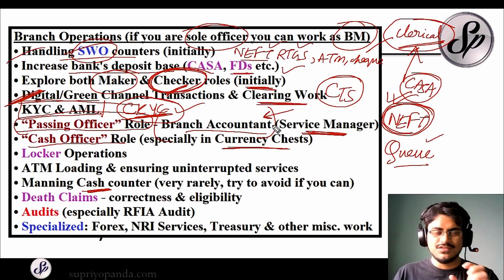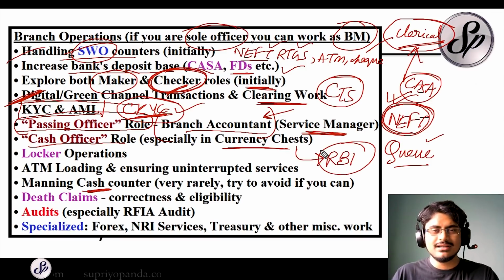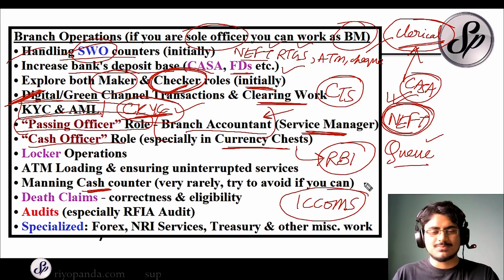So the cash officer is basically managing all the cash-related activities in the branch, and in the currency chests, the cash officer role is significant, because you also have to report things to RBI. So that is also very important. Earlier there used to be something called the ICOMS. Now it has been replaced by some better systems, but you essentially have to report whatever cash you are handling, whatever cash you are giving to the other branches.